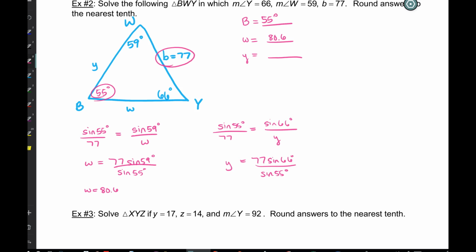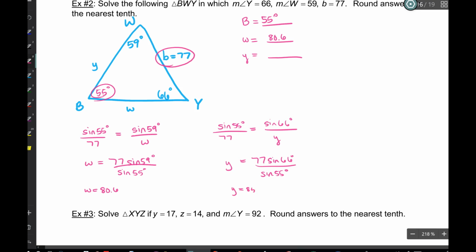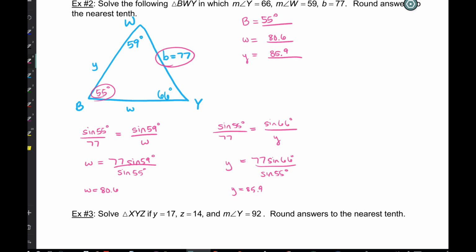Any questions? What do you guys get for y? 85.9. Are you just going to go with that? Oh, why, there's no degrees. And then also, just another way to double check some of your answers, right? If this is 85.9, which is y, that should be across the largest angle. Remember some of those other theorems, like the largest angle is always opposite the largest side, and so on.